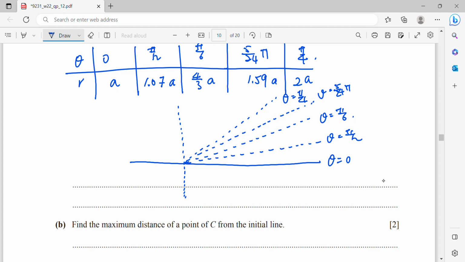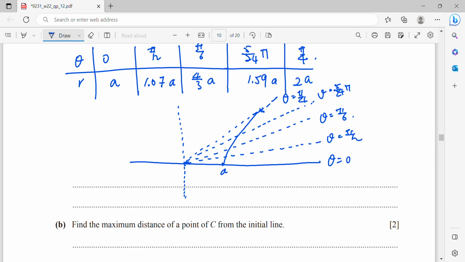Here, when theta equals 0, let's say here is A. Okay, then slowly increase, let's say here is 2A. Now you have to measure. You can let the A be 2 units. Okay, so maybe the shape will be like this. Right, this is your curve C.